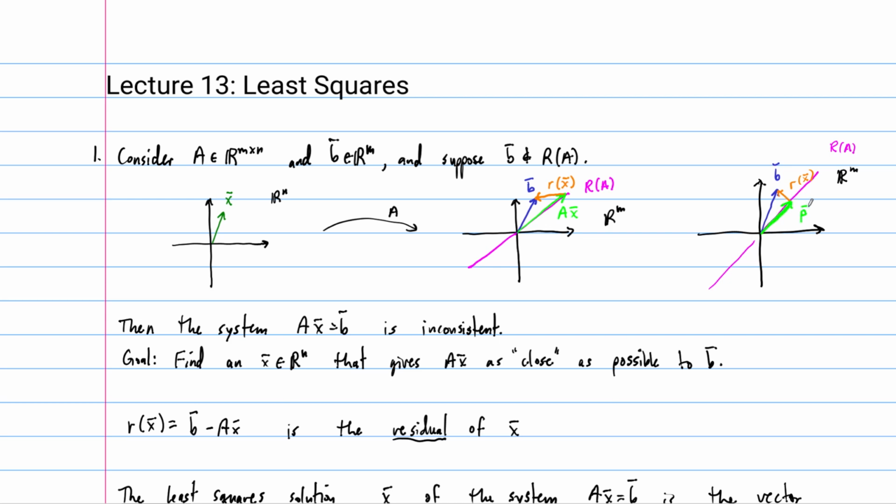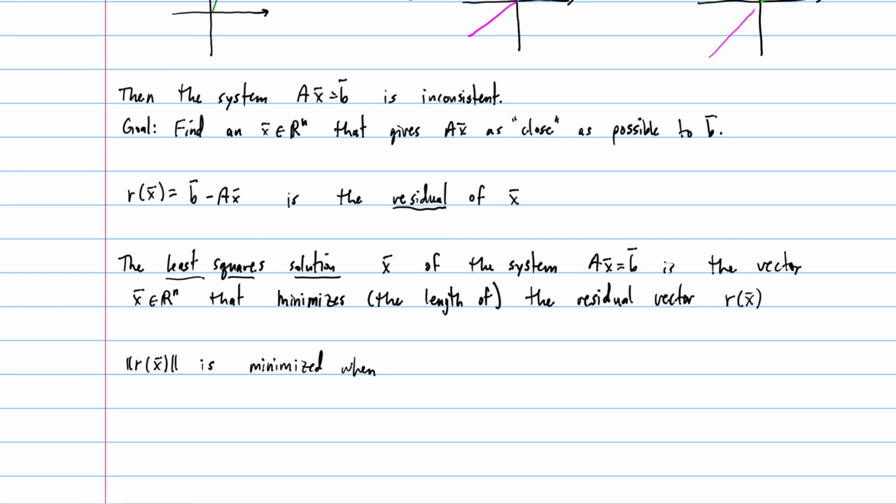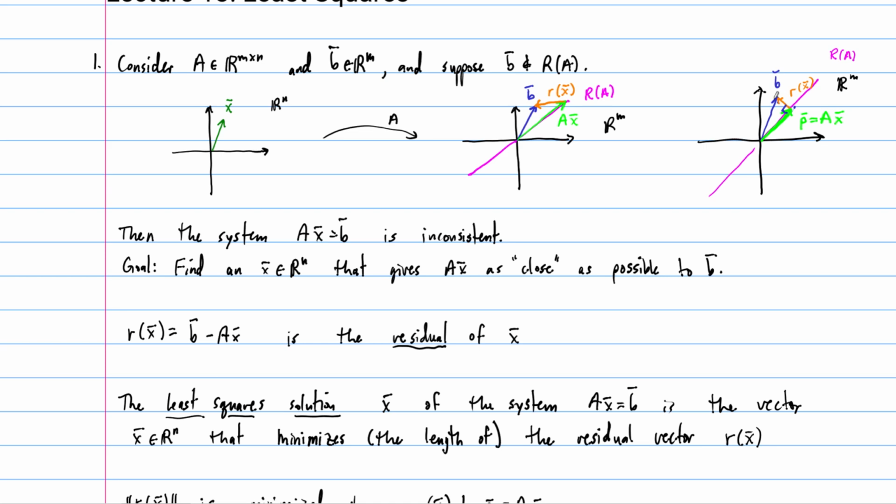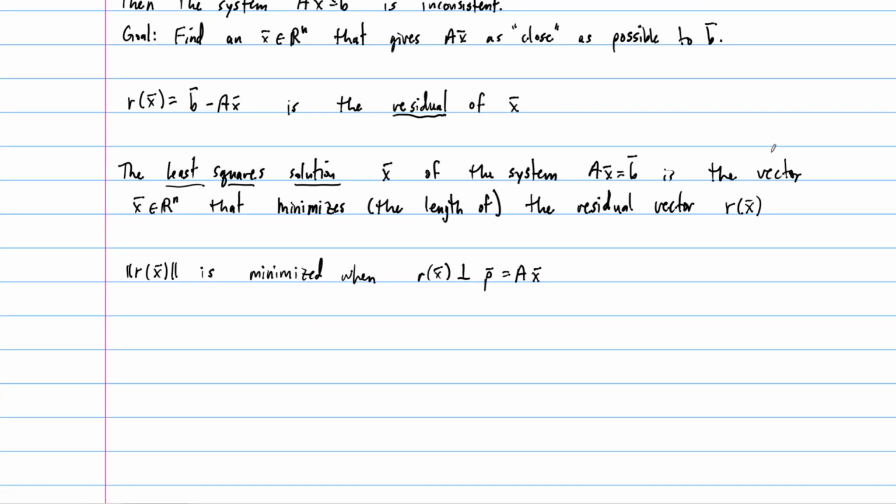All right, so this vector we'll call p = Ax. And so again, the idea here is that we want that to be a right angle. We want to minimize the length of the residual. And just by geometry, we know that that's going to be true when R(x) is orthogonal to this vector that I've called the projection vector p, which is Ax. And so what that means is that the residual is going to be orthogonal to the image space.